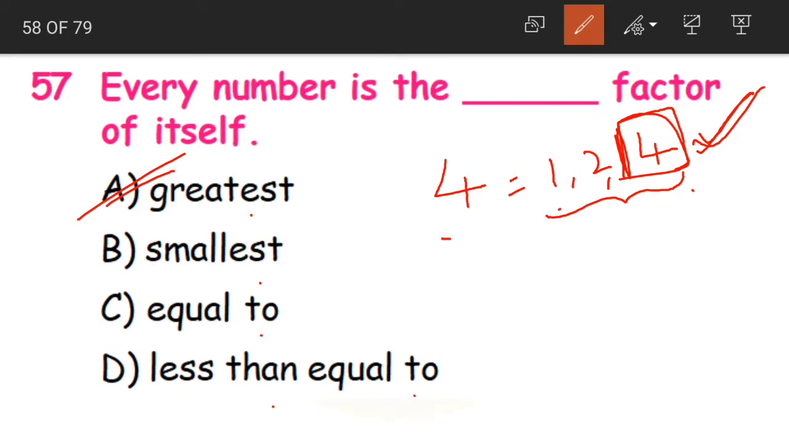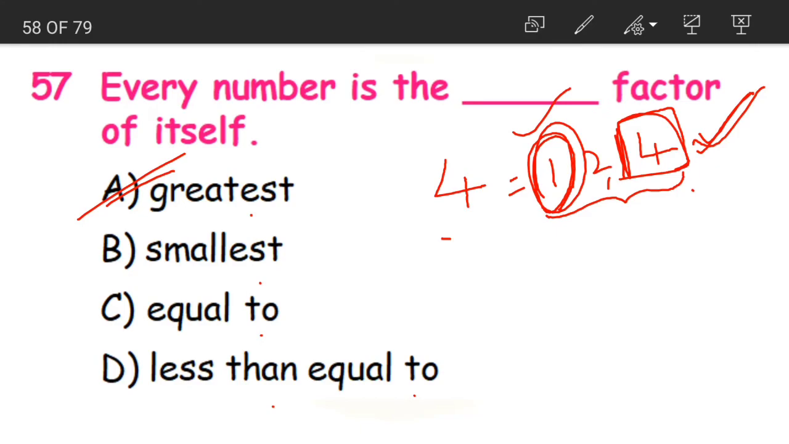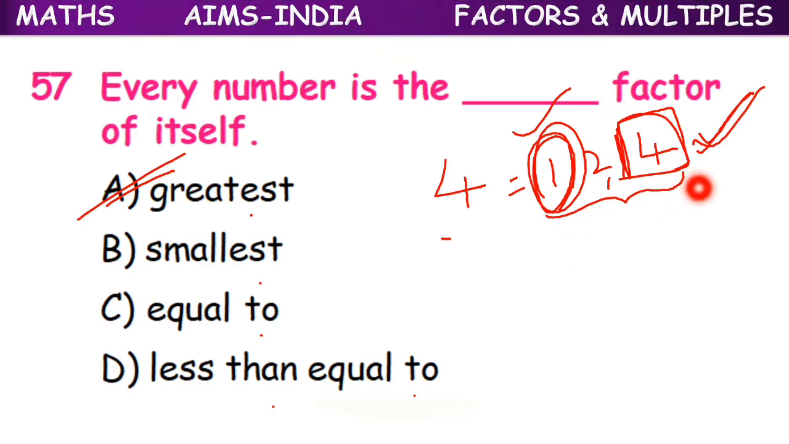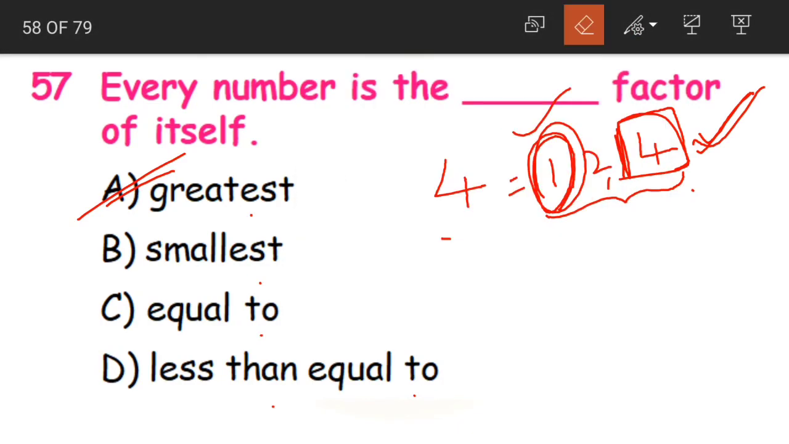Now which is the smallest factor of every number? It will be 1. So for every number, 1 will be the smallest factor and itself will be the greatest factor.